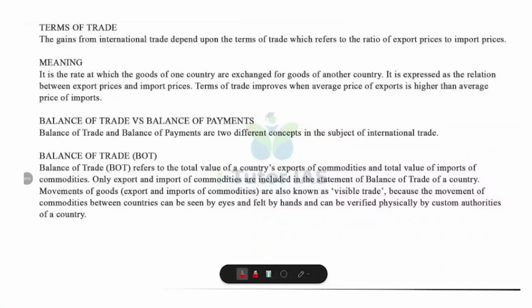We were studying Chapter 7, International Economics, and we had covered till the topic Gains from International Trade. And today we are going to start with a very new topic, that is Terms of Trade.